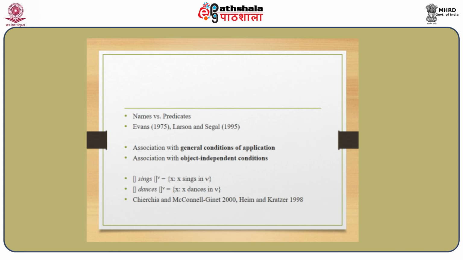The first point made by Evans is that predicates apply to objects rather than stuff related to objects. Thus, the predicate dances in the sentence Hema dances can only be true if Hema dances rather than some part of Hema being involved in something like a dancing activity.